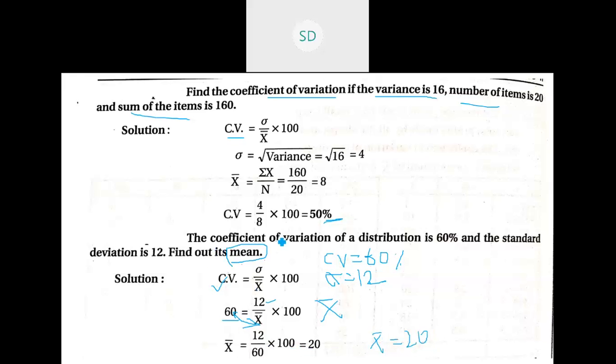So they have given us direct information. We are just putting these numbers into the CV formula. So standard deviation by arithmetic mean into 100, and in the second step I'm just interchanging the places of arithmetic mean, that is x bar, and 60. After that I get 12 by 60 into 100, where I can directly calculate the x bar value, which is 20. Okay, so this is the next problem.